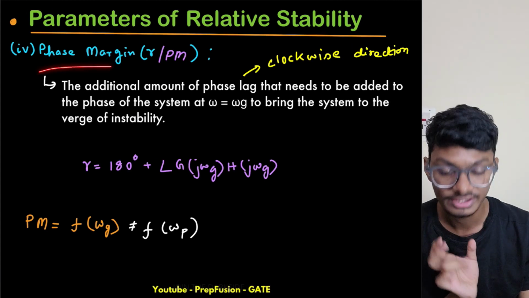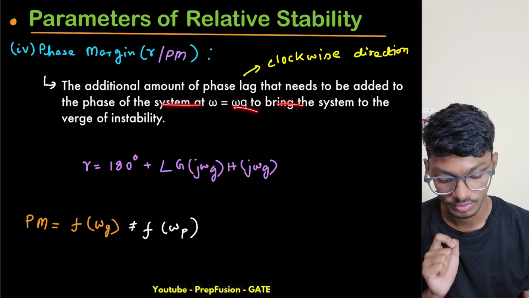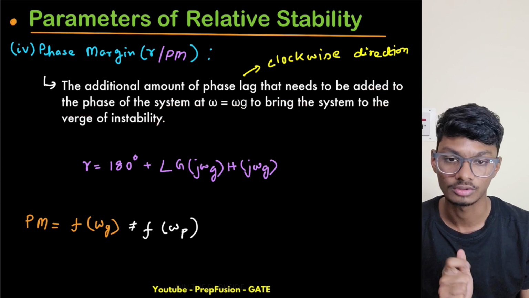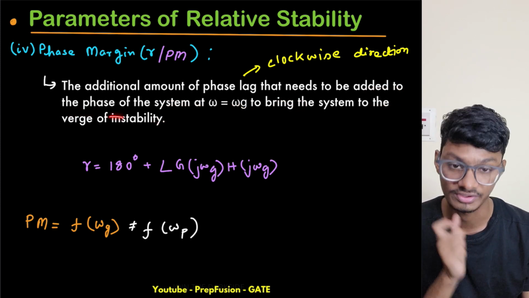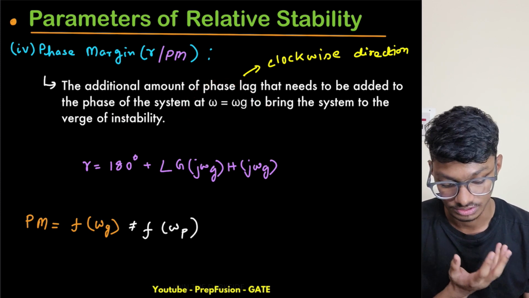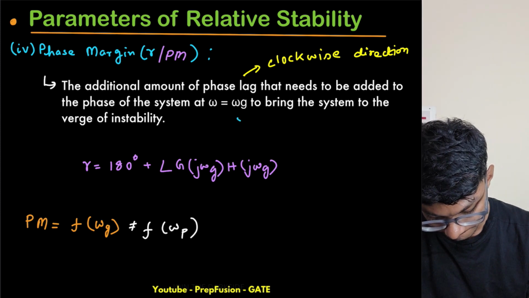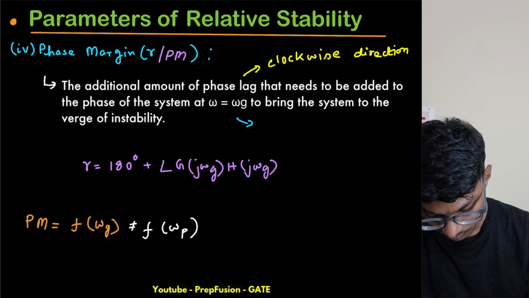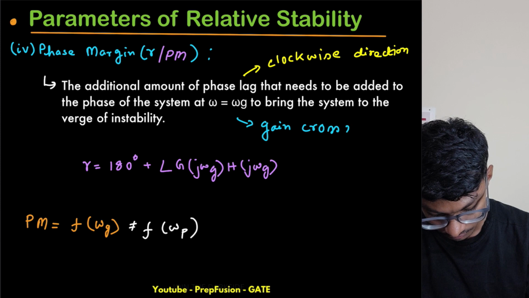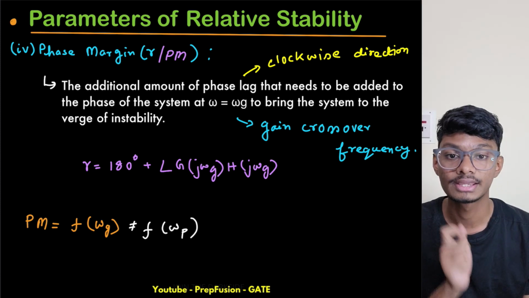And what about my phase margin? The phase margin is the additional amount of phase lag that needs to be added to the phase of the system at omega equals omega g. So it is basically the additional amount of phase lag that is needed to be added to the system at omega equals the gain crossover frequency. So I should write this as gain crossover frequency.